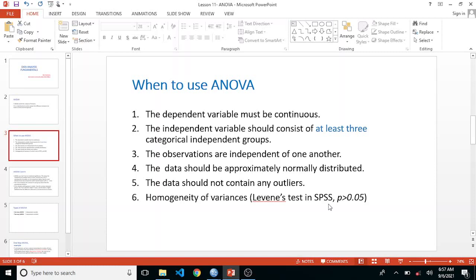The observations are independent of one another. The data should be approximately normally distributed. The data should not contain any outliers, and there should be homogeneity of variances. Don't worry if during analysis 1 or 2 of these assumptions are not met. That is commonly seen in data obtained from the real world, rather than textbook data where everything seems to be perfect.